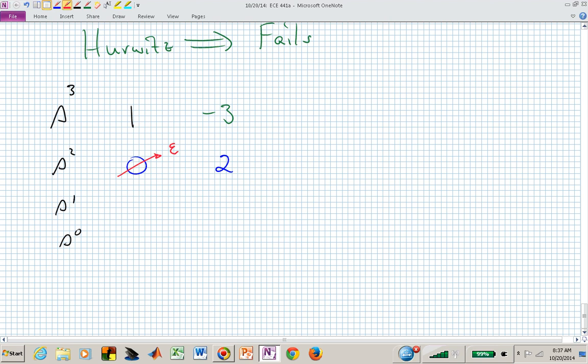The S1 row is now minus 3 times epsilon, minus 1 times 2, all over epsilon. Did I do that correctly?